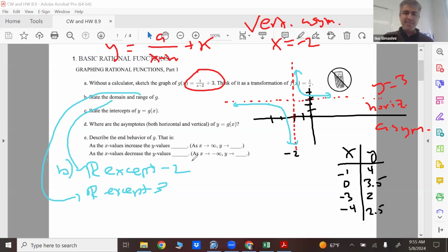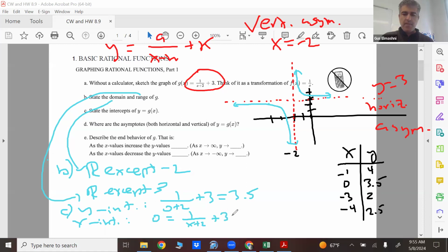State the intercepts. All right, we'll do it. I don't think it's necessary to find the x-intercepts. The y-intercept's easy. That's 1 over 0 plus 2, plus 3, which is 3.5. The x-intercept, I really don't want to do it, but we'll do it. What the heck? Plug in 0 for y, solve for x. If you cross multiply, you should get -7/3, which makes sense. It does look like -7/3. So, all right, we did it. That's fine. Asymptotes, already did that for you guys. x equals -2. y equals 3. You've got to write equations, guys, please.